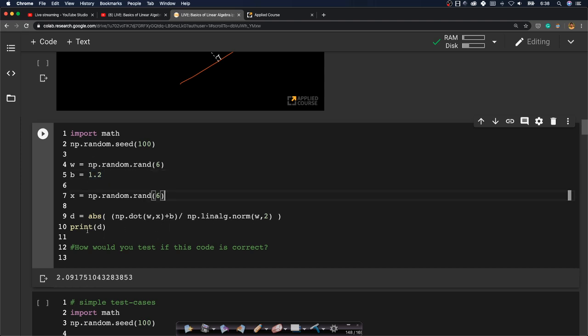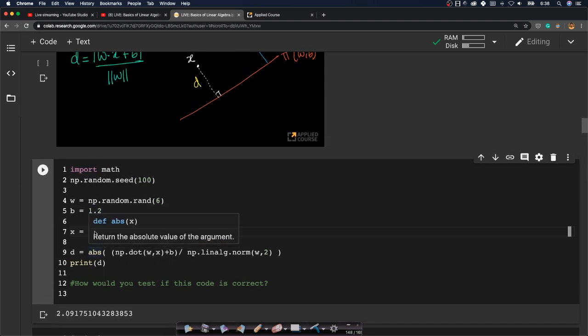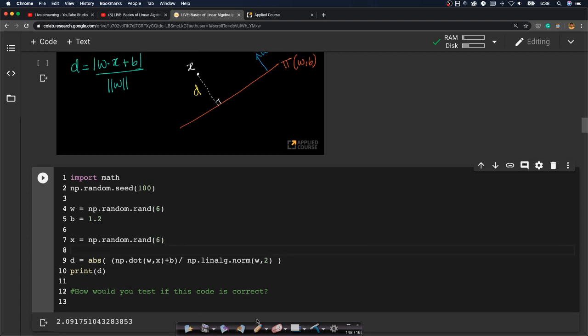Cool. So very simple. I have the code here. It works. I've simply translated what we see here. The equation that we see here, I just wrote as one simple line of code.